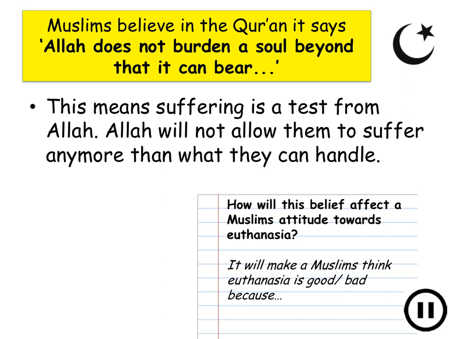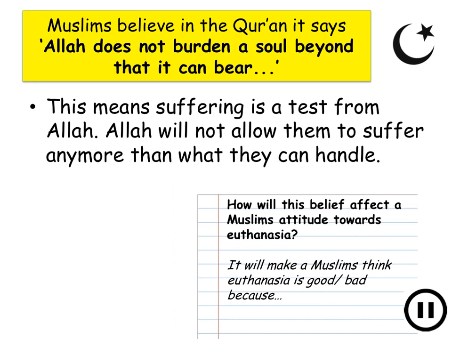It's time for another one of our important teachings. This is an Islamic teaching, and it says that Allah does not burden a soul beyond that it can bear. This means that suffering is a test from Allah. Allah will not allow them to suffer any more than what they can handle.